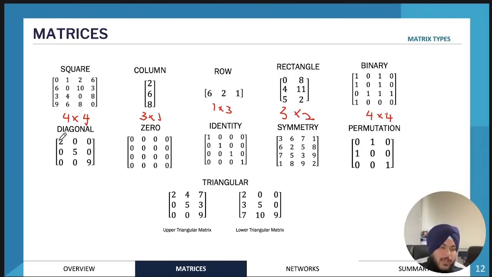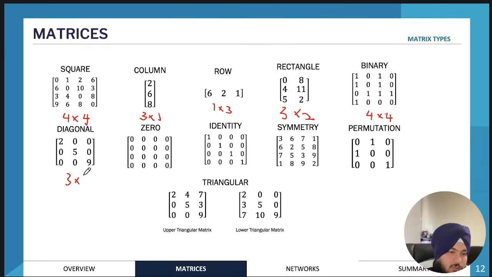Then we have a diagonal matrix. A diagonal matrix only has numbers in the leading diagonal. This is the leading diagonal, and it will only have numbers in this leading diagonal. All the other numbers are going to be 0. That's the rule for a diagonal matrix, and it's also going to be a square matrix as well. So that's another example of a matrix that can have multiple labels. For example, this one is 3 by 3.